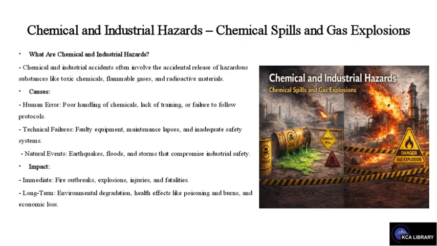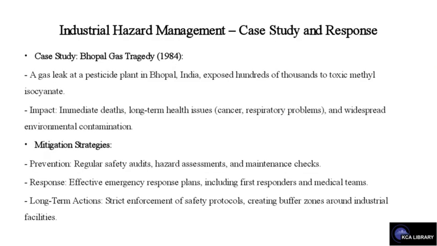So, chemical and industrial hazard refers to the harm that industries have on the environment in which they operate. Now, they can use chemicals that are very harmful for this environment. Now, if they are not properly taken care of or properly disposed of, these can lead to hazards. And these are the hazards that we're talking about. We look at the causes here and we look at the technical failures. Now, we move to the next.